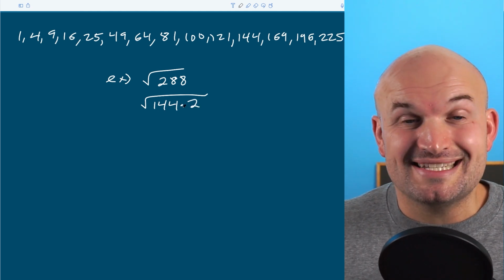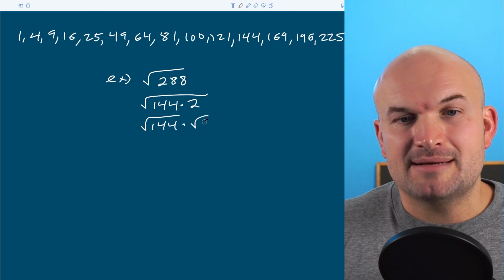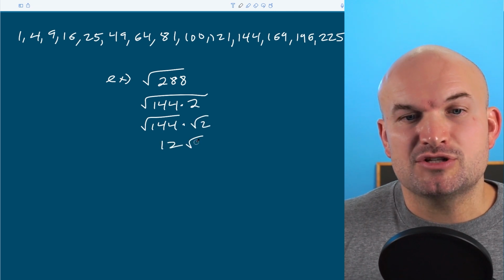Now 144 is a square number, right? So again, I can break this up into the square root of 144 times the square root of 2, which is going to be 12 times the square root of 2.